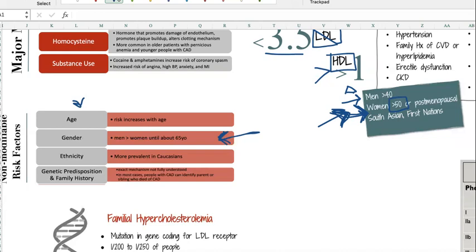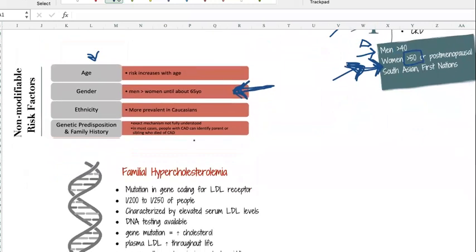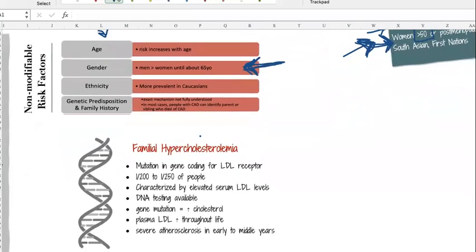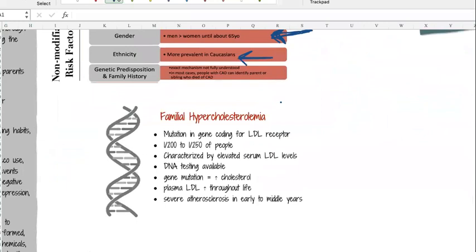Everybody's different, right? Back to this risk level, what it's really saying is that as women get older, their risk increases and begins to equal that of men. Again, if you have something more specific, you'll have to take it up with your prof. It's more prevalent in Caucasians. And then genetic predisposition or family history.